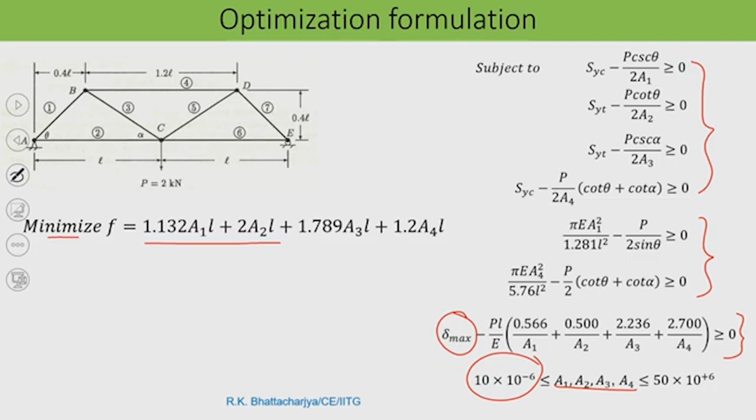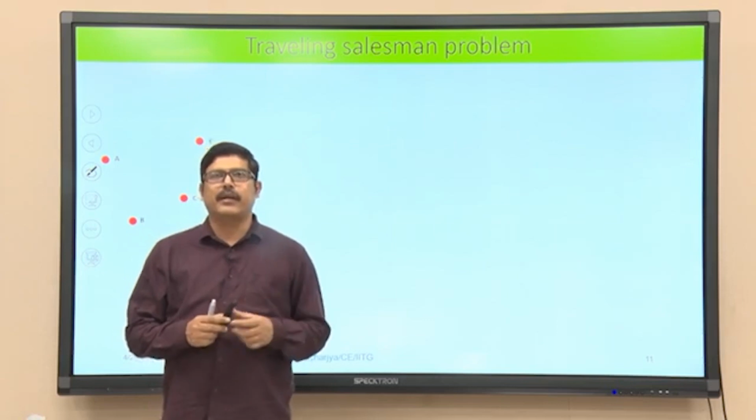If I solve this problem, I will get the dimensions of the truss, that means the cross section of the members, and your truss will be safe from compression, from tension, then from buckling, and the deflection will be less than delta max. Okay, so this is another example problem. Now, let us take another example problem.